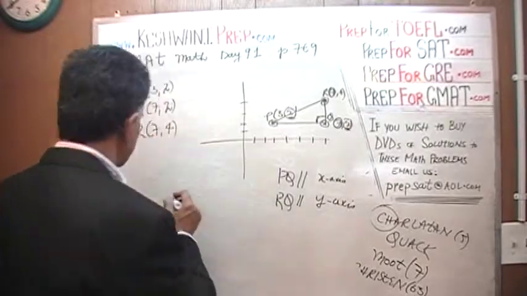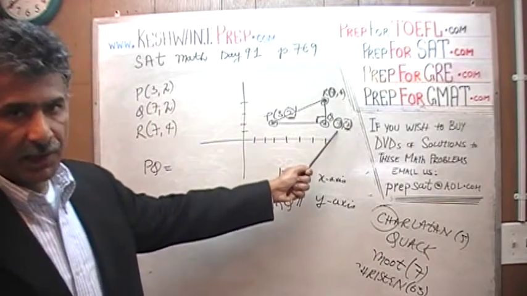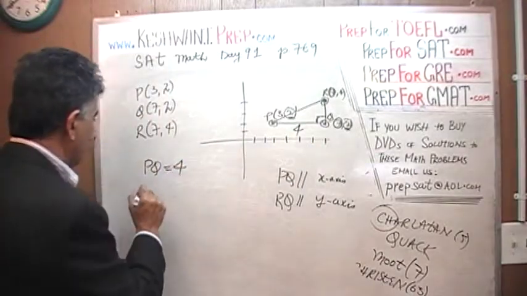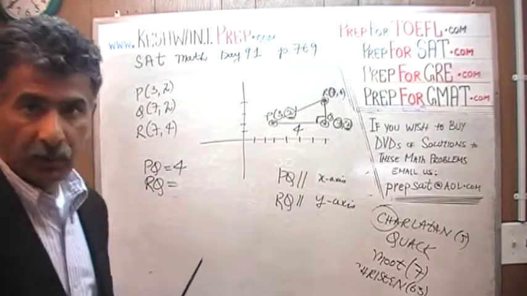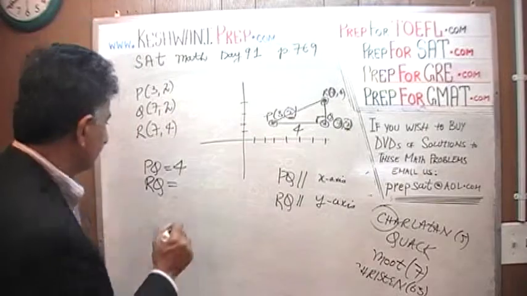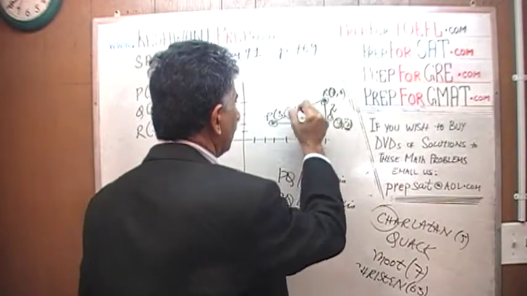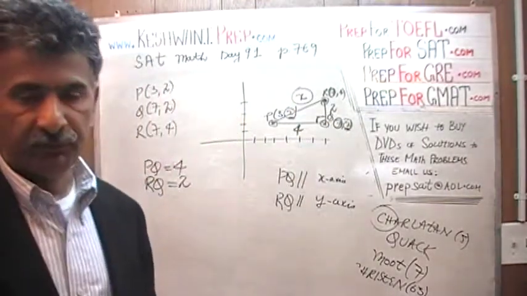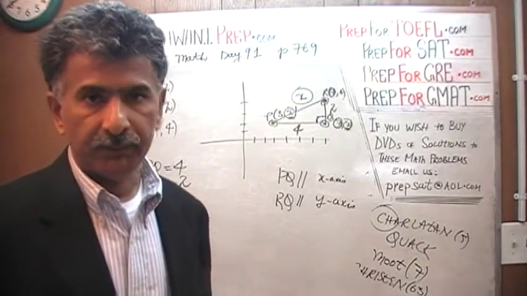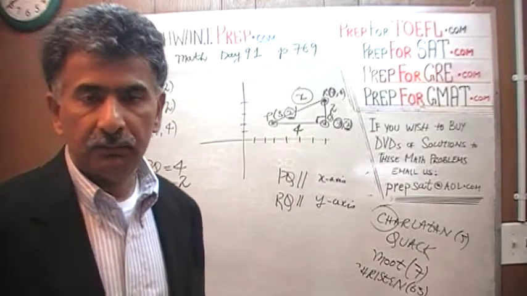P to Q, the x-coordinate of Q is 7, x-coordinate of P is 3, therefore the difference is 4. Similarly, R to Q, the y-coordinate of R is 4, and the y-coordinate of Q is 2, therefore R to Q is 2. So we know this side, R to Q, is equal to 2, we know this side is 4, we can figure out the remaining side, which is the hypotenuse, by the simple application of the Pythagorean theorem. And once we have the hypotenuse, all we have to do is add up the 3 sides, and that will give us the perimeter that we are looking for.